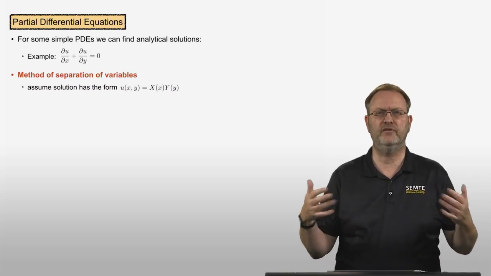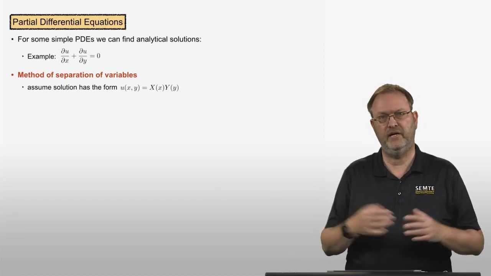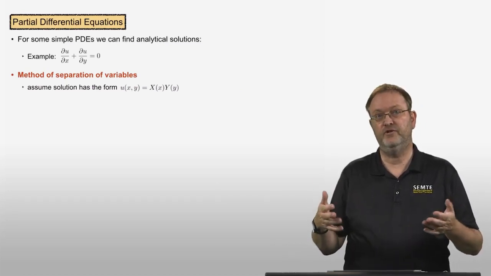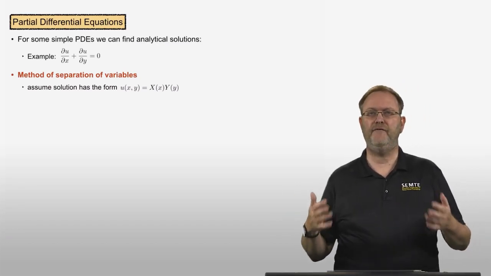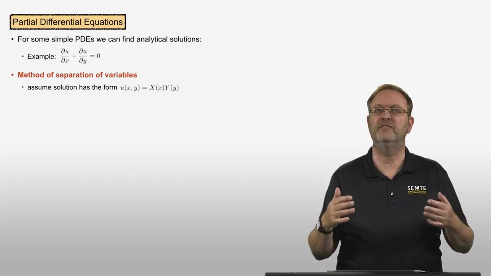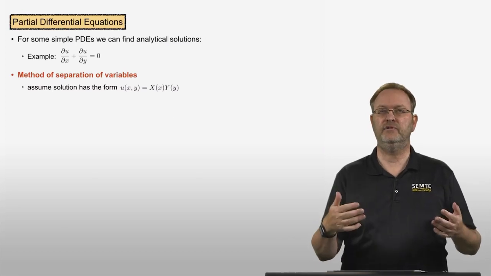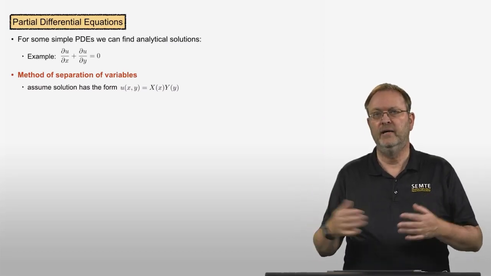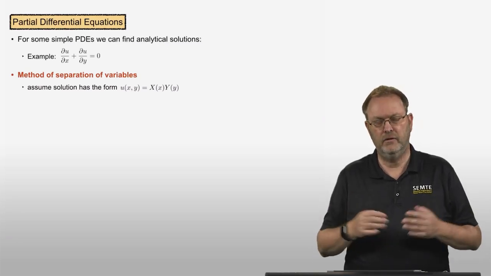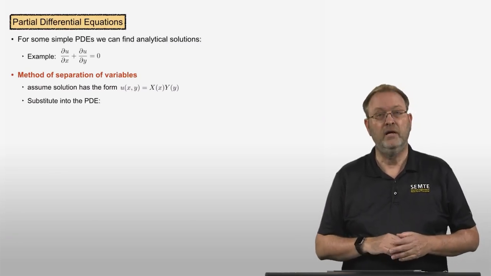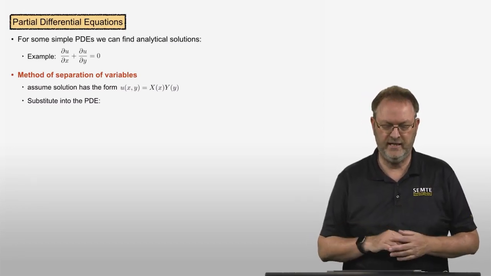We assume that the solution has the form u, which is the dependent variable, which is a function of the two independent variables x and y, is equal to a function uppercase X that depends only on the first independent variable x, times another function uppercase Y that depends only on the second independent variable lowercase y. Now, if we take this ansatz and substitute it into the PDE, what do we get?